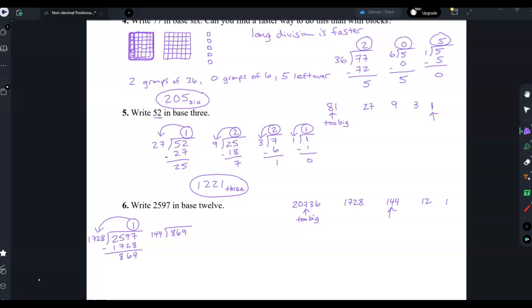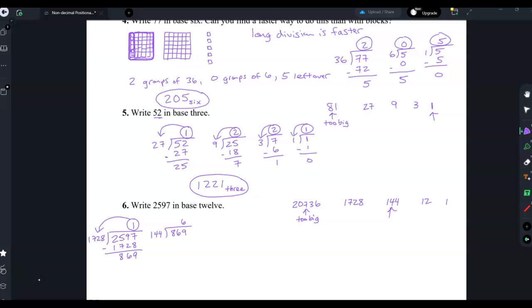Let's see, I'm thinking 144 is close to 150. 150 would go into 900 like 6 times. So I could try 6, or maybe I could try 5. If I try something that doesn't work, it's just going to show me what would work. So I'll try 6 and see if it works.